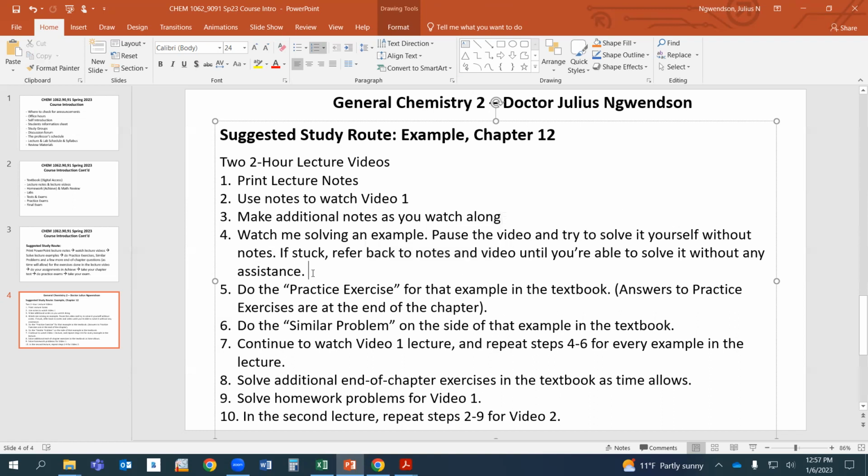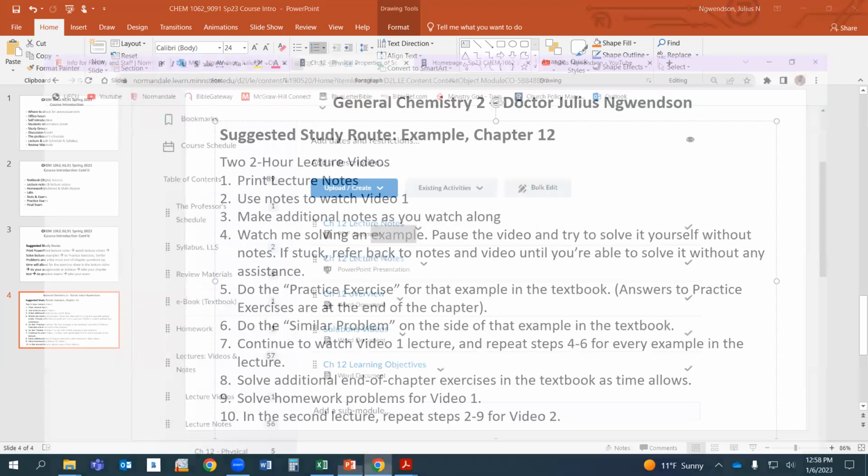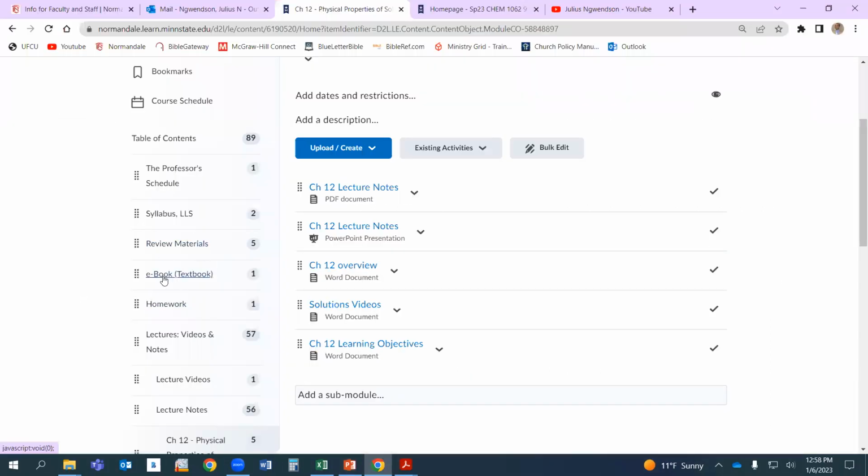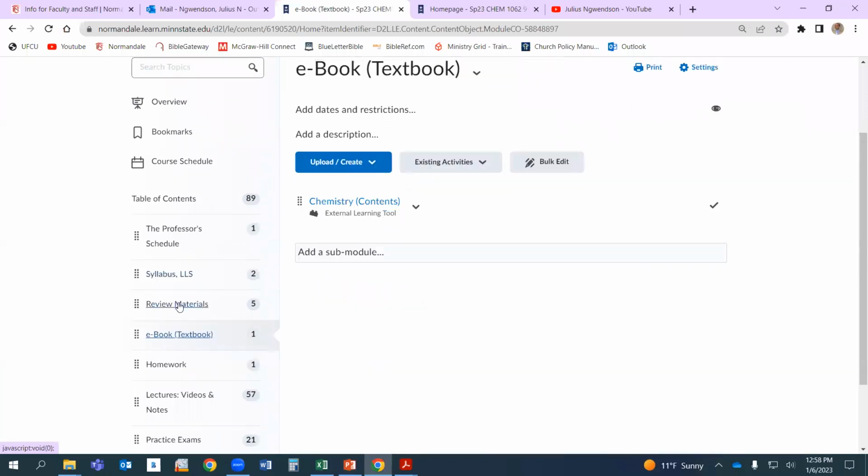Then you don't continue to watch the lecture. You are still in that example. You go to the textbook now. You do the practice exercise that is associated with that example. And after that, you do the similar problem that is associated with that example. Now let's go to the textbook here. E-textbook.